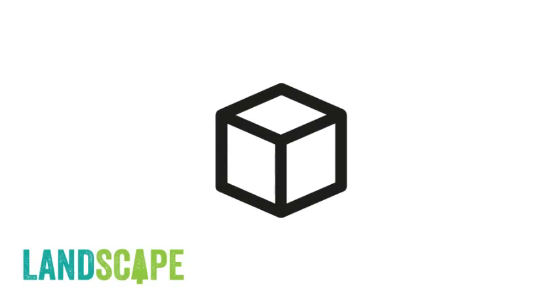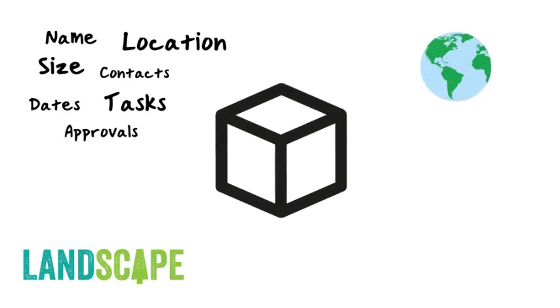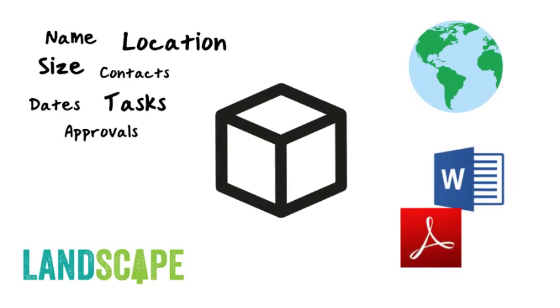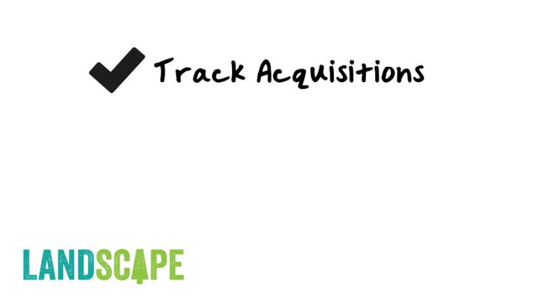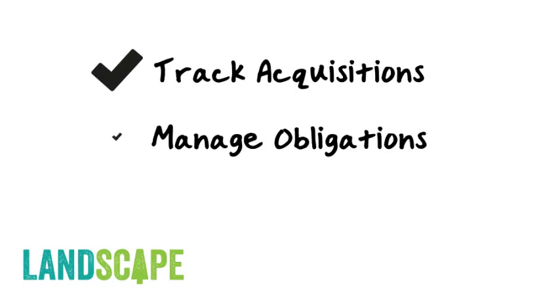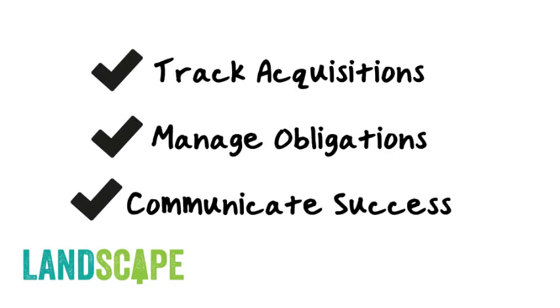Landscape merges three major elements of your conservation program: project data, interactive maps, and documents into a harmonious interface that makes it easy to track your acquisitions, manage your obligations, and communicate your success.